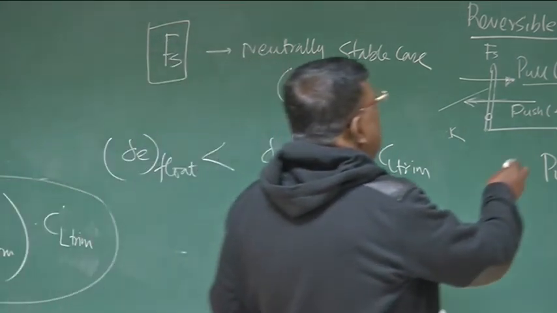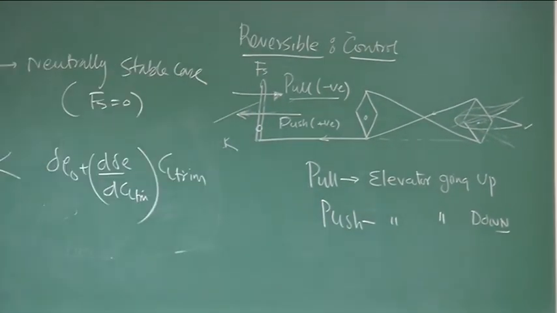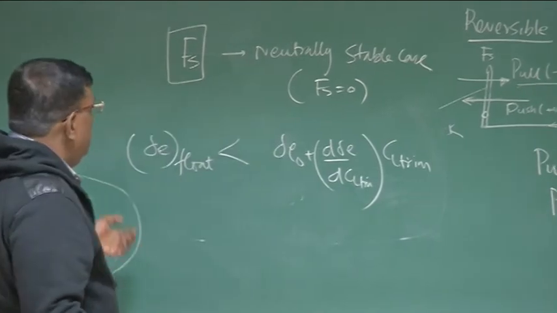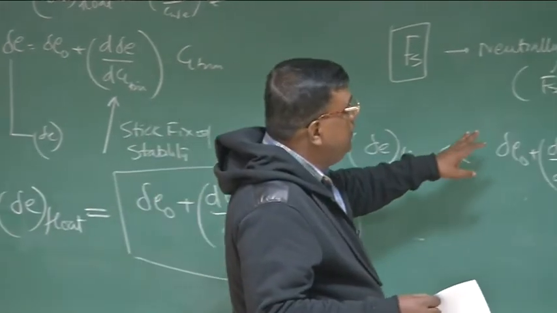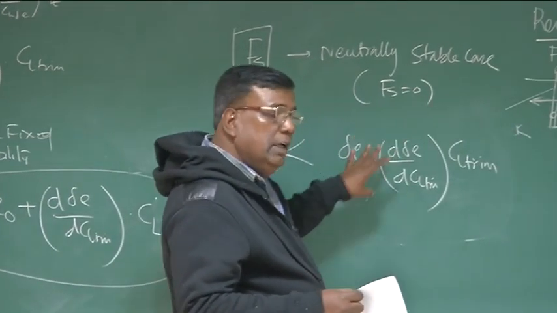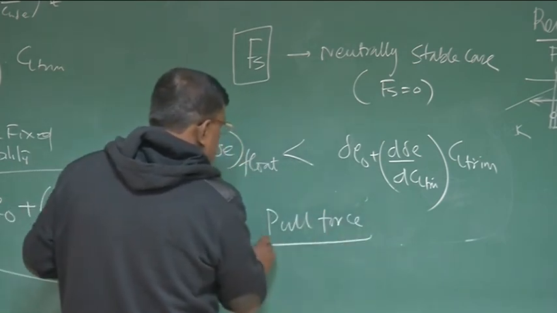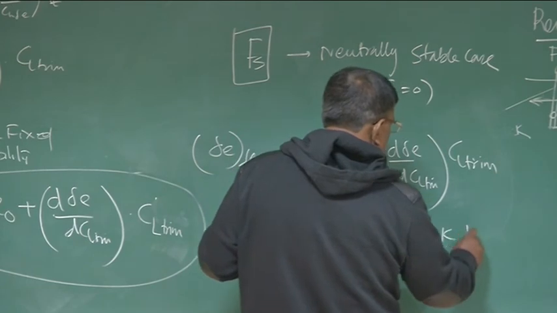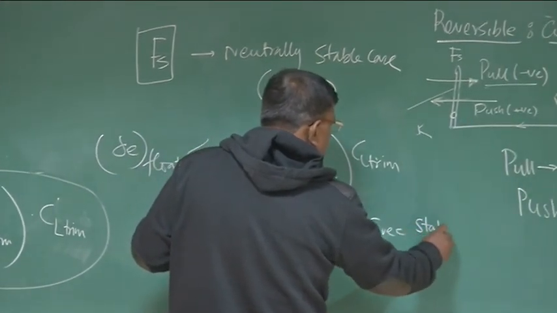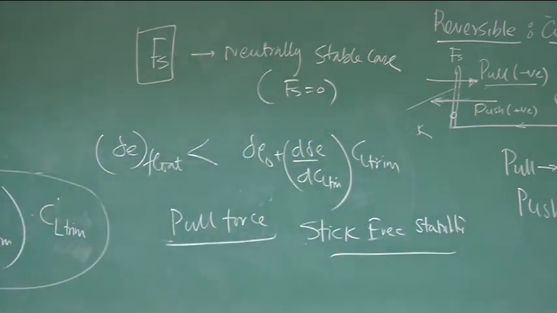You could see here he has to put the elevator up, so he has to pull the stick, and pull is negative. So, if delta E float is less than the delta E required, which is delta E equilibrium, delta E trim, then the pilot has to pull to increase the angle further so that it is equal to the trim delta E required. So we have to apply a pull force. In such cases where you have to apply a pull force, we will say this is stick free stability, as far as stick force is concerned.